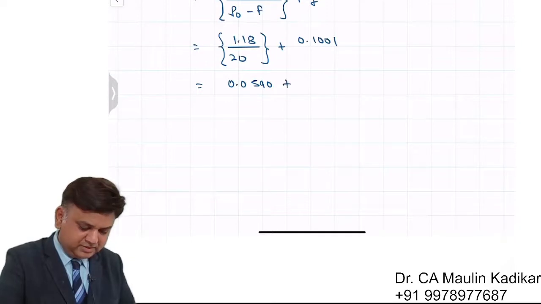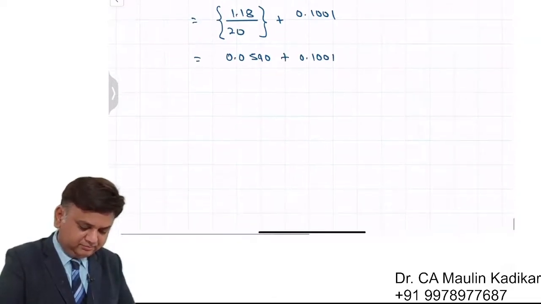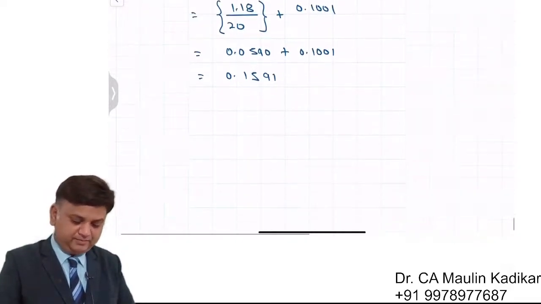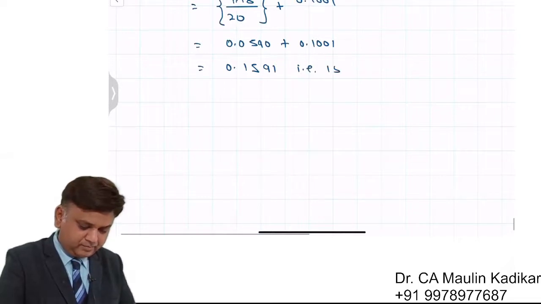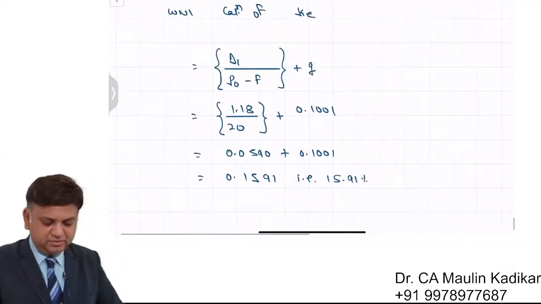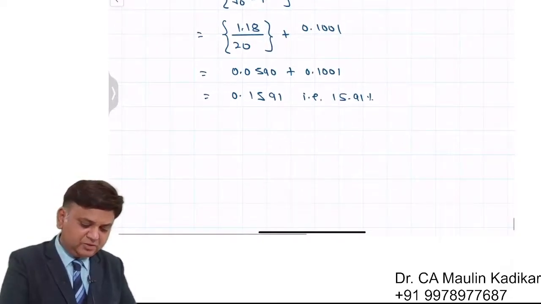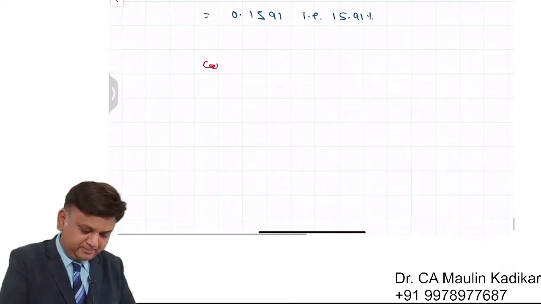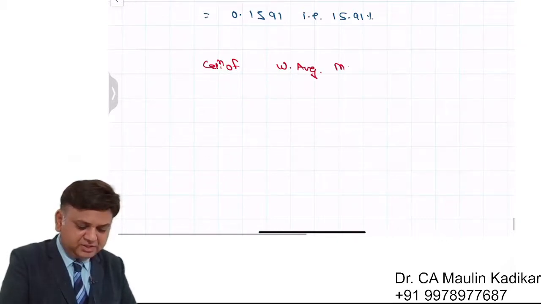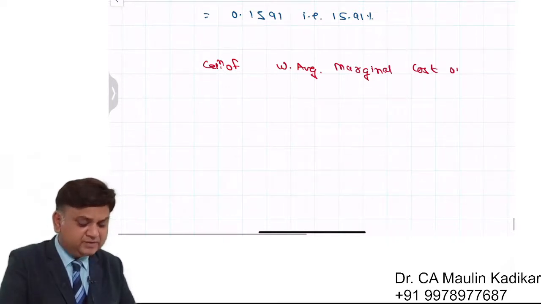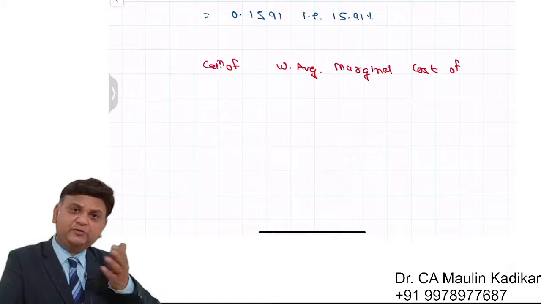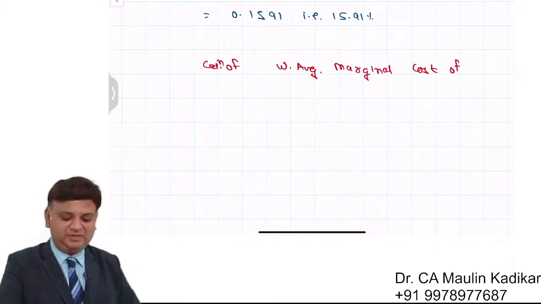0.059 plus 0.1001, so 0.1591. That is 15.91 percentage. This is the way the cost of equity is found. And lastly, we'll make the calculation of the weighted average cost of capital. Calculation of weighted average marginal cost of capital. The term marginal cost of capital means that whatever the funds that we require beyond 14750 will have this cost of capital.